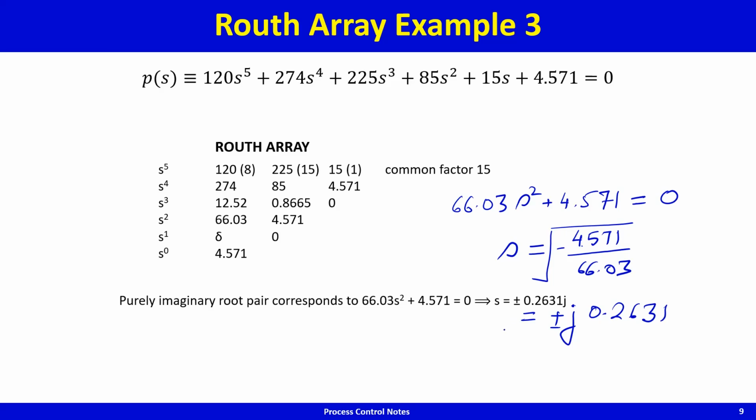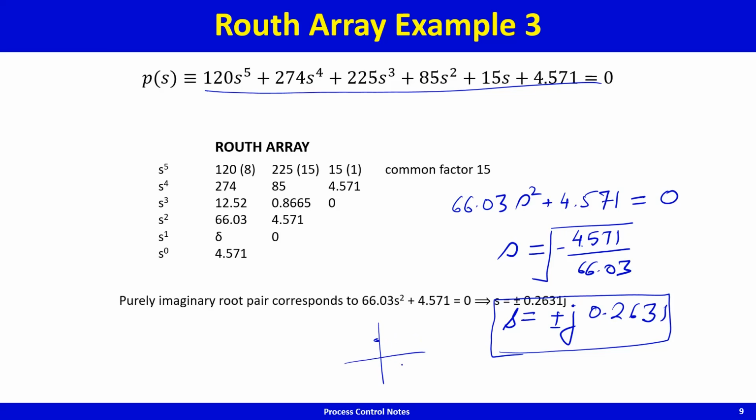So the auxiliary equation gives these two mirror images as roots of this characteristic equation, and you can see that because these two roots are purely imaginary, the system is on the verge of instability, with sustained oscillations. So there are no right half plane roots, but there are these two roots on the imaginary axis, 0.2631j and minus 0.2631j, real axis, imaginary axis. There are other roots, they are all in the left half plane, they are all over here, but these two roots are on the border.